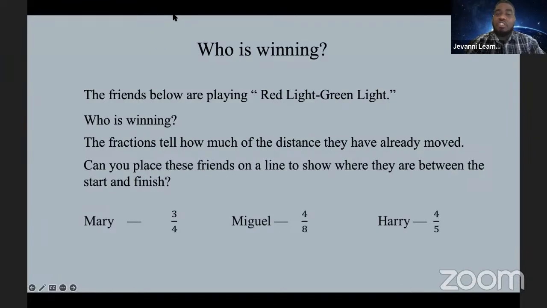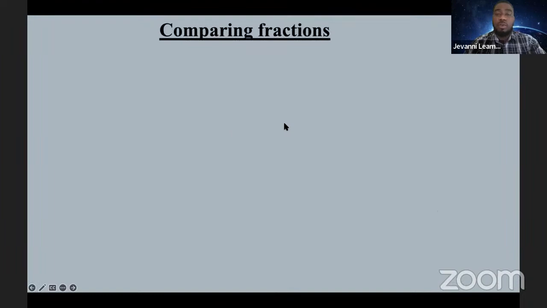It's telling you how much of a distance that they have already moved. So Mary would have moved 3/4 of a distance, Miguel 4/8 of a distance, Harry 4/5 of a distance. But they really want to find out how they can place these friends on a line, or even a number line, to show where they are between the beginning and the end, or the start and the finish, right? So we'll be looking at this question soon enough, but for now, we're gonna move on.